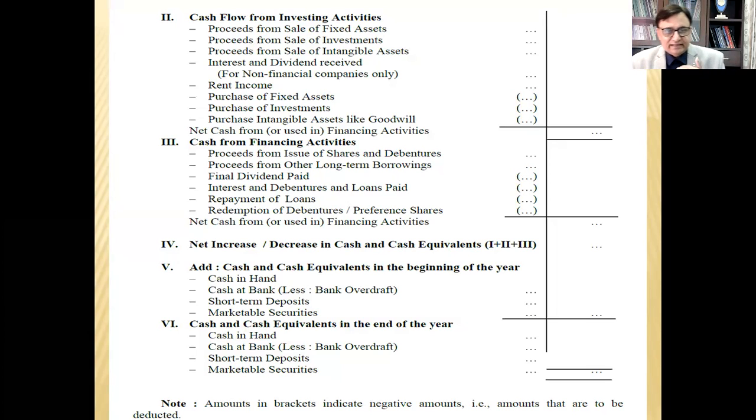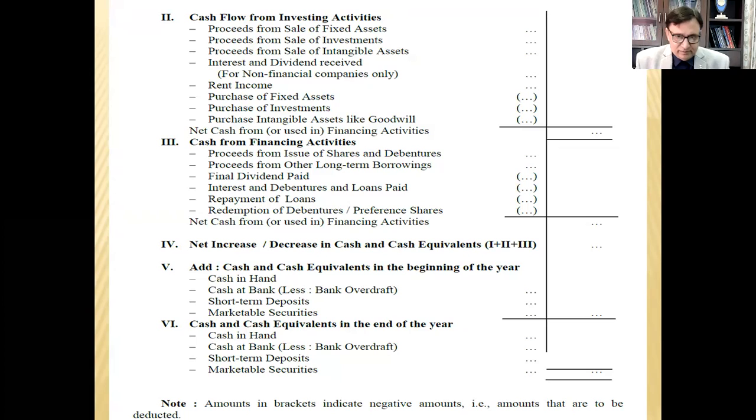Similarly, you may have received certain rent income, that is an inflow, that is income. Similarly, you may have purchased certain fixed assets, certain investments, certain intangible assets like goodwill, etc. These all three will be treated as outflows. The amounts in brackets are shown as negative, which means that's an outflow. In this way, net cash from or used in investing activities is found out.